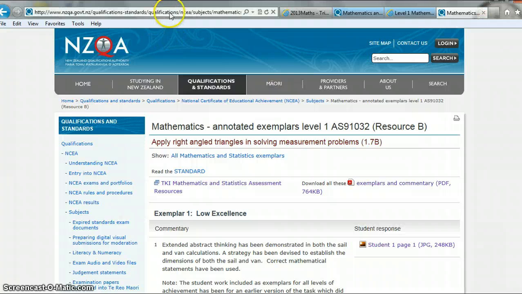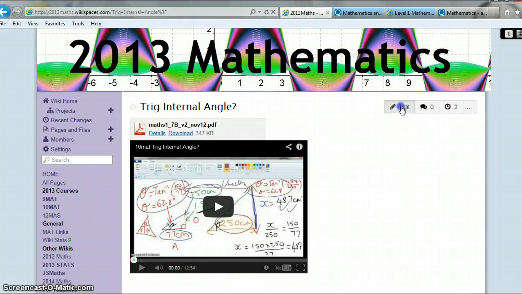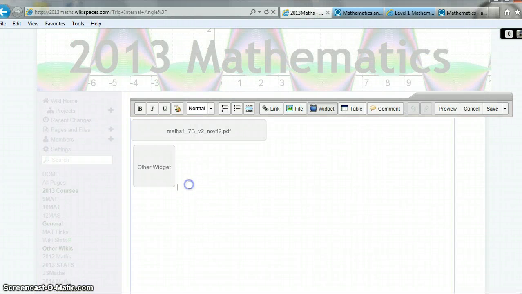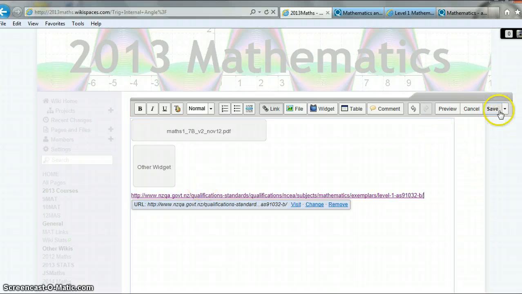So going back to here, I'm going to copy that, go back to our maths, so that's that trig internal there, and I'm just going to put that link in for you, okay?